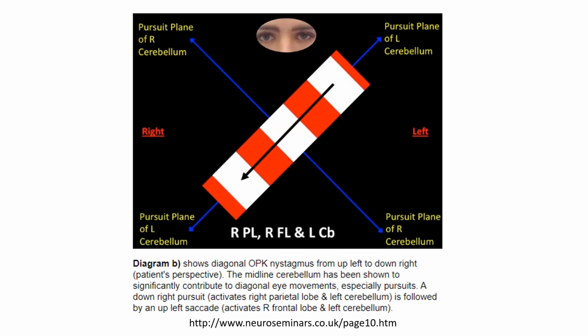Diagram B shows the diagonal OPK nystagmus from up left to down right of the patient's perspective. The midline cerebellum has been shown to significantly contribute to diagonal movements, especially pursuits. A down right pursuit activates the right parietal lobe and the left cerebellum. It's followed by an up left saccade, which activates the right frontal lobe and left cerebellum.